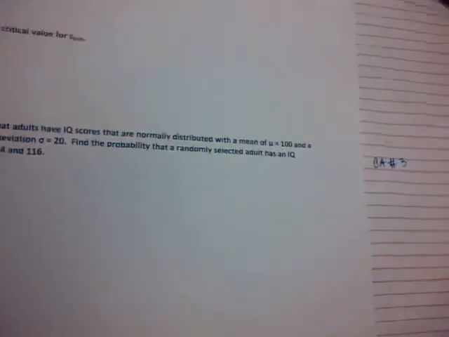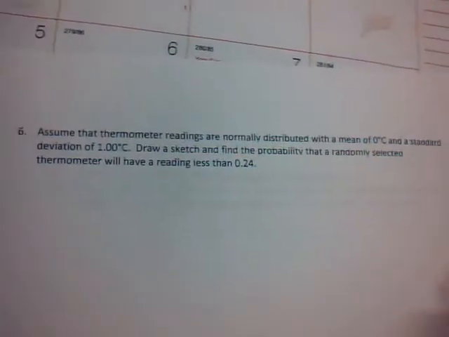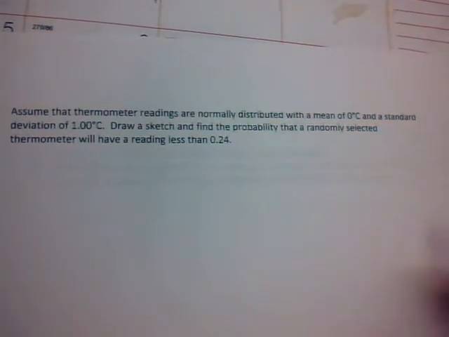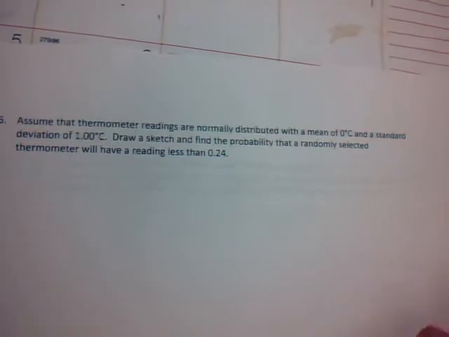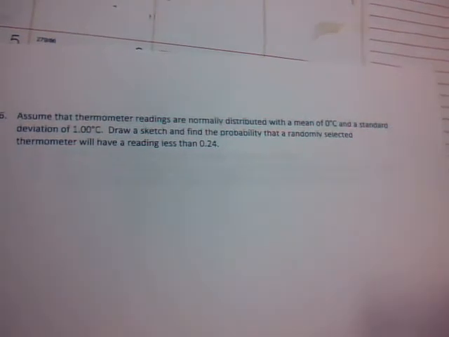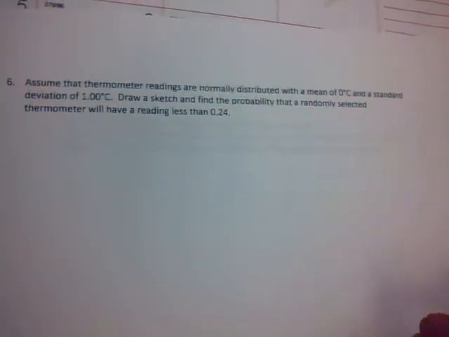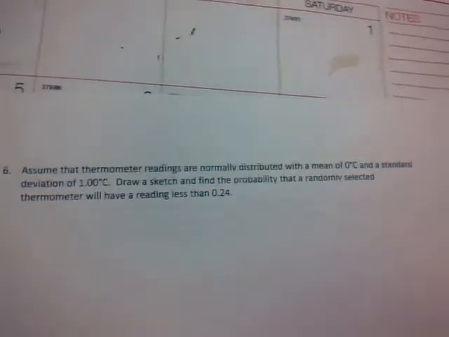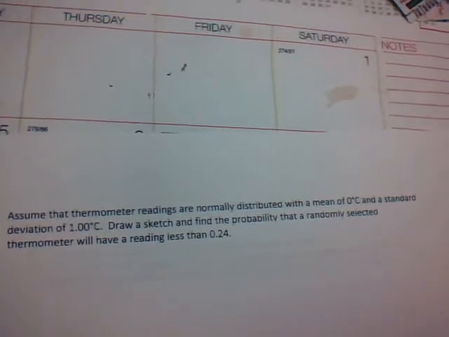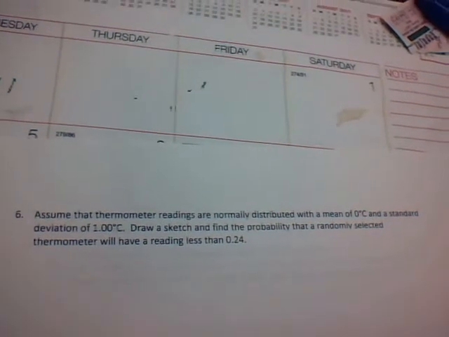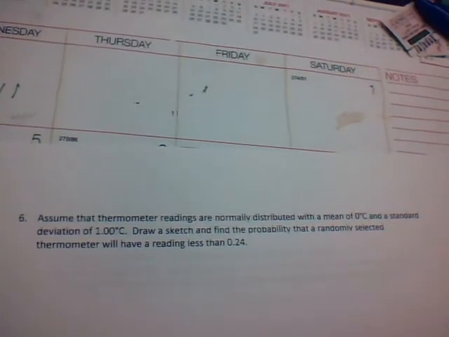Okay, question 6 deals with a normal distribution. Now this one we'll have to work out here. Assume that the thermometer readings are normally distributed with a mean of 0 degrees Celsius and a standard deviation of 1.00 Celsius. You want to draw a sketch and find the probability that a randomly selected thermometer will have a reading less than 0.24. Now this one you'll have to use your table 8-2 in order to do this particular problem.